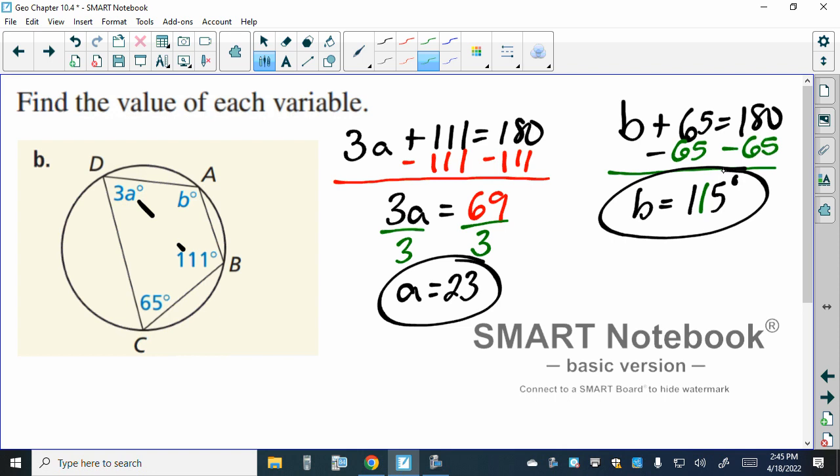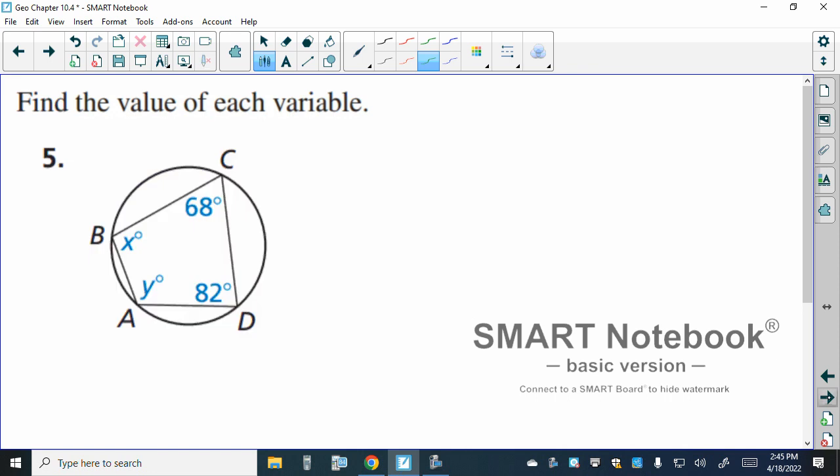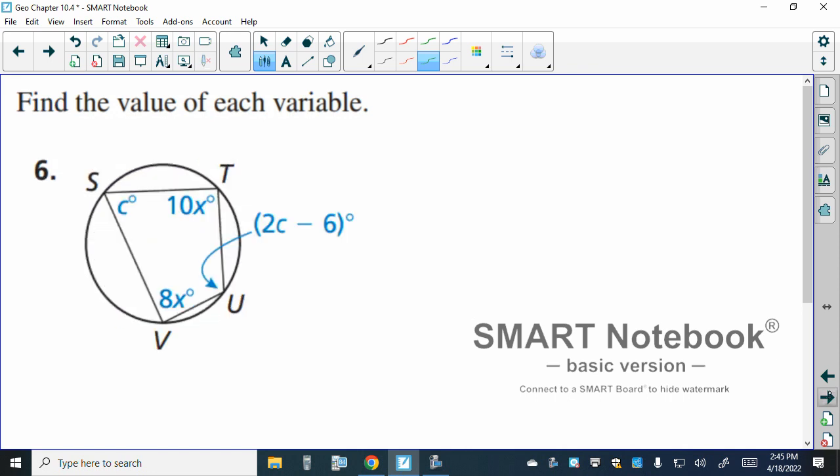Let's look at one last one. Let's not look at that one. Let's look at this one. I want to look at this one because here we do have an inscribed quadrilateral, but unlike all the other ones, all 4 angles have variables. So what do we know about 10x and 8x? They still add up to be 180. Because the opposite angles in an inscribed quadrilateral still add to be 180.